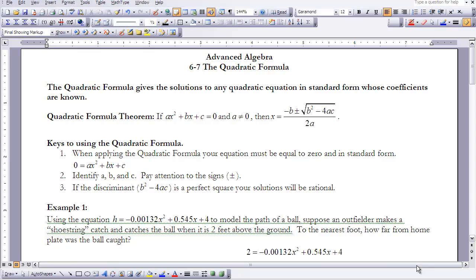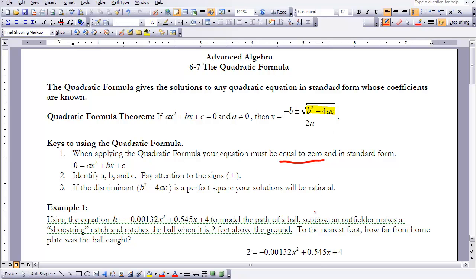So, some things you need to think about when using the quadratic formula. When applying the quadratic formula, the equation must equal 0, and your equation must be in standard form. So 0 equals ax squared plus bx plus c. When you do this, you want to identify a, b, and c, and pay attention to their signs. Is it a plus sign or a negative sign? We'll explore this a little bit further, but if your discriminant, which is your b squared minus 4ac, is a perfect square, your solution will be rational. We'll talk more about that as we go through some examples.